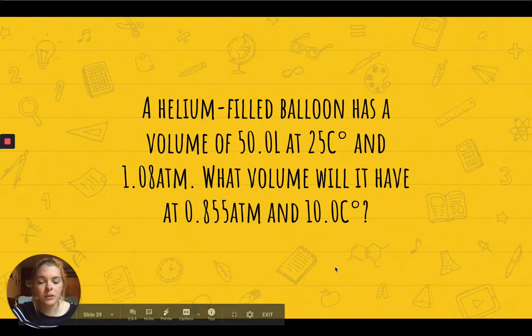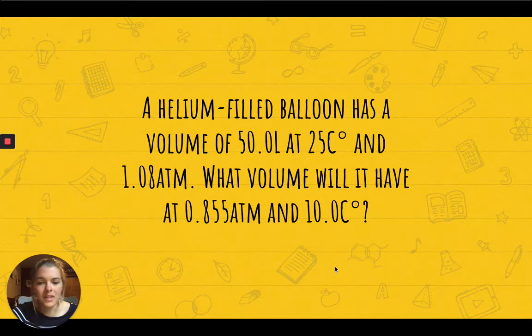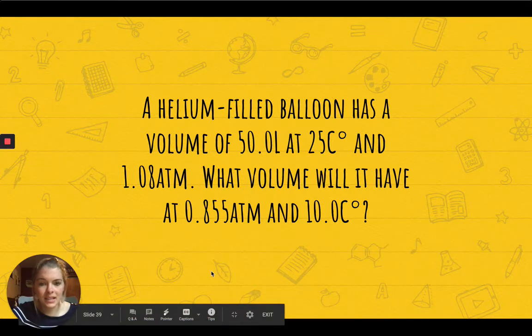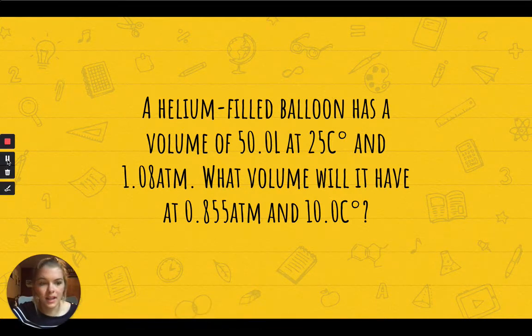A helium-filled balloon has a volume of 50 liters at 25 degrees Celsius and 1.08 ATM. What volume will it have at 0.855 ATM and 10 degrees Celsius? So we're going to go over to our whiteboard and solve this together. Alrighty, so just like always, our first step is going to be to write down our variables, write down what we're dealing with. So it tells us a helium-filled balloon has a volume of 50 liters.